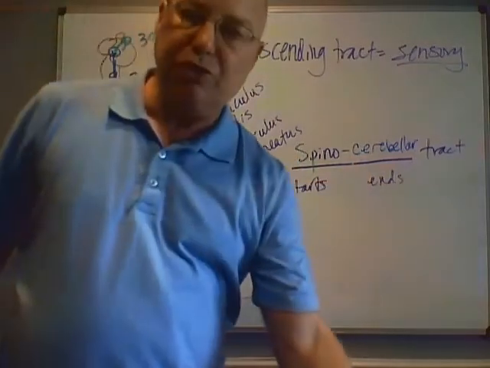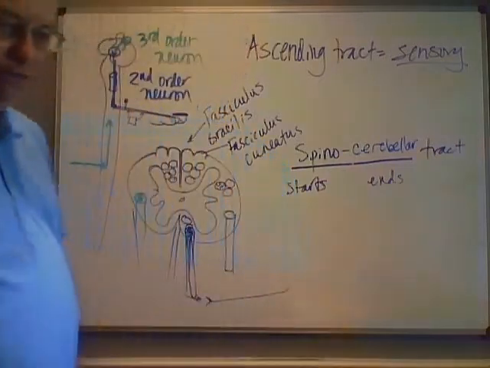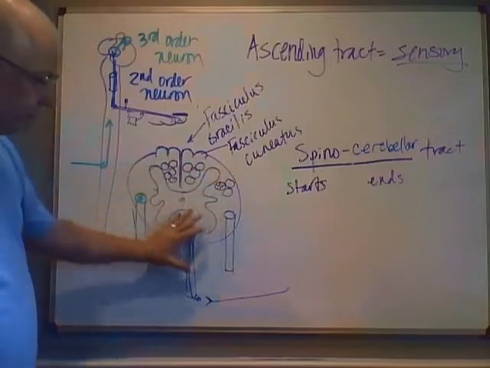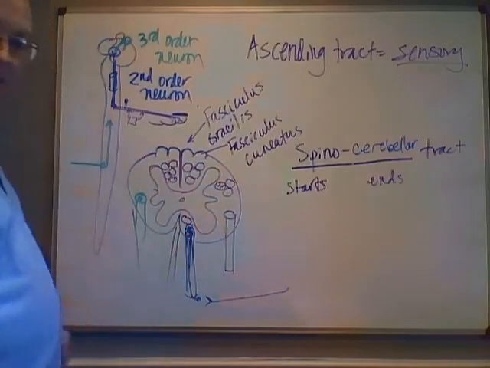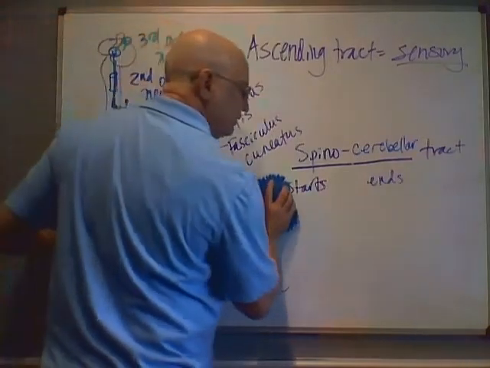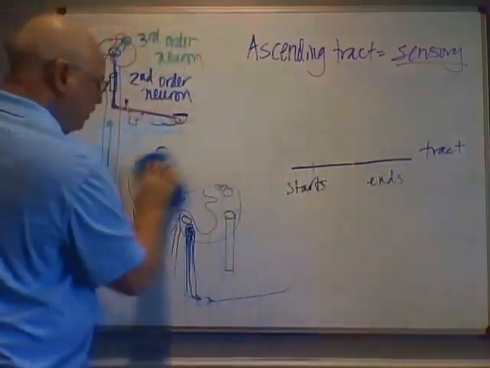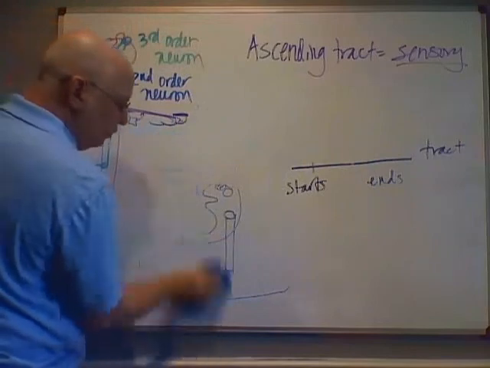Now, when it comes to the motor tracts, we're going to back up to page 92 for a second, and we're going to talk about the motor tracts. So we have this image of the spinal cord and motor commands coming up. So let me erase this information here. And we're going to talk about descending or motor tracts.